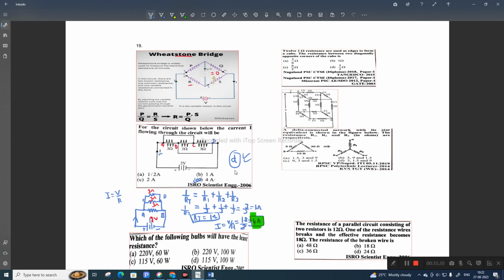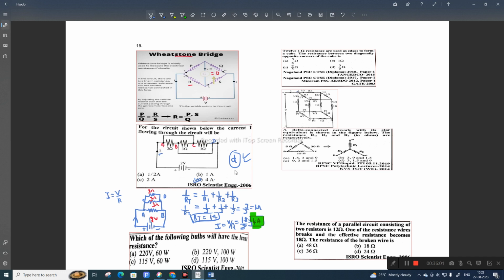So the question they are asking: 12 resistors of 1 ohm each are used as edges to form a cube. A cube has 6 faces, 1 2 3 4 5 6, bottom also one. The resistance between two diagonally opposite corners, from this point to this point, this is called diagonal, opposite corners of the cube. So they are asking to find the resistance between A and D.